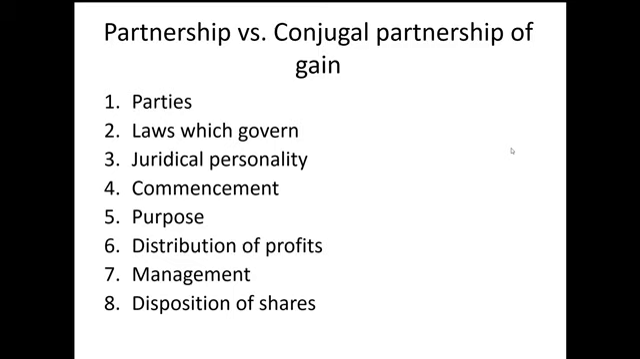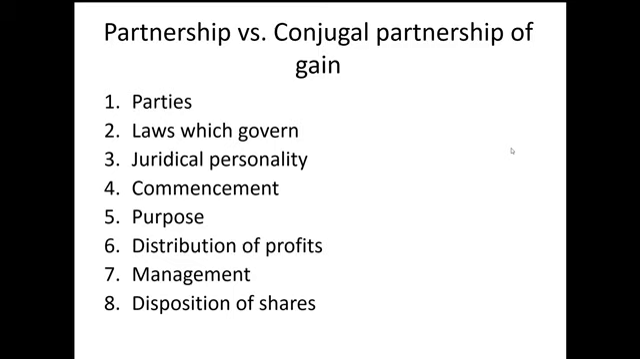Okay, next, as to management. Sa partnership, if there is no appointed manager, all partners are considered as managing partners. That's why all of them as a rule can perform all acts of administration but not strict dominion. Pero sa conjugal partnership of gain, ang management ng conjugal partnership of gain is given to both husband and wife. But in case there is conflict, the decision of the husband prevails.